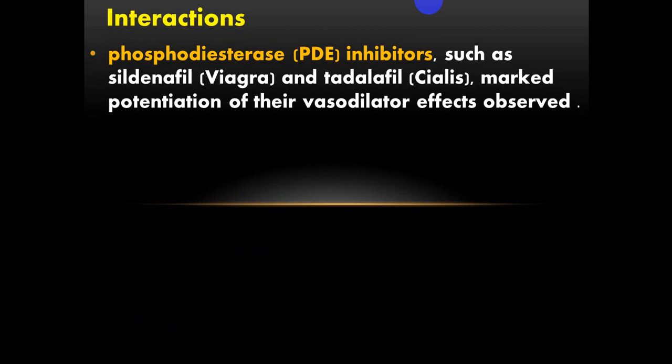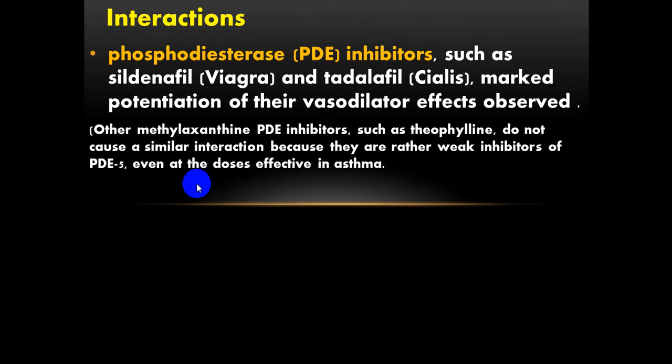What about interactions of nitrates? The most common and dangerous interaction is with phosphodiesterase (PDE) inhibitors, such as sildenafil (Viagra) and tadalafil (Cialis), which potentiate the vasodilator effect. This might lead to a severe fall in blood pressure and severe hypotension, and this might lead to death. Why? Because of the potentiation of the vasodilator effects by these drugs when given concomitantly with nitrate, especially Viagra and Cialis.